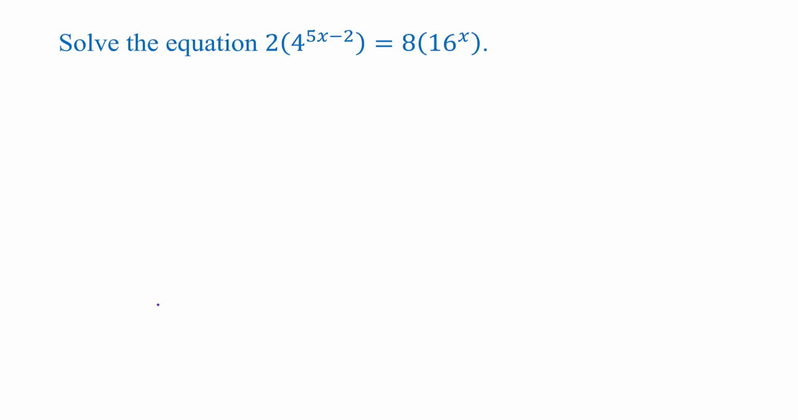So let's go on and solve 2 times 4 raised to the power of 5x minus 2 equals 8 times 16 raised to the power of x. To start with, I'm going to divide through by 2 so that I have 4 raised to the power of 5x minus 2 equals 4 times 16 raised to the power of x, and then noting that 16 raised to the power of x is equal to 4 squared raised to the power of x, or 4 raised to the 2x, I'll go ahead and put 4 to the 2x in for 16 to the x on the right side of the equation.